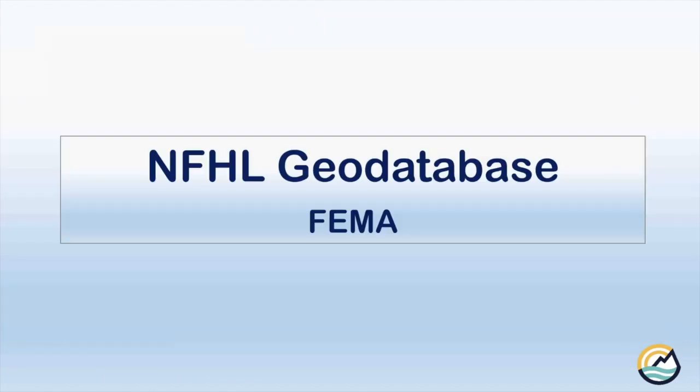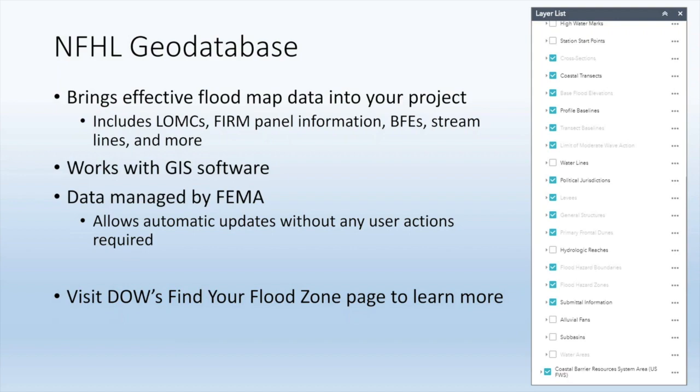So moving on from the Firmat tool, the third one I want to talk about is the National Flood Hazard Layer Geodatabase. This is the third and final map tool I'm going to talk about today that's managed by FEMA. This one essentially allows power users of these flood maps to bring the effective flood map data into your projects. So for anybody on the webinar that actually has ArcMap or GIS software, this allows you to bring the flood map information into your projects and use them.